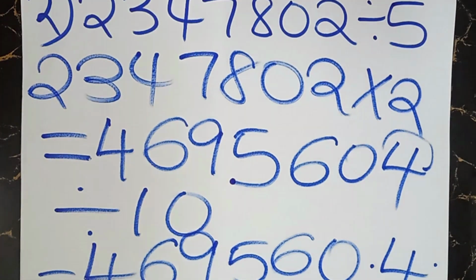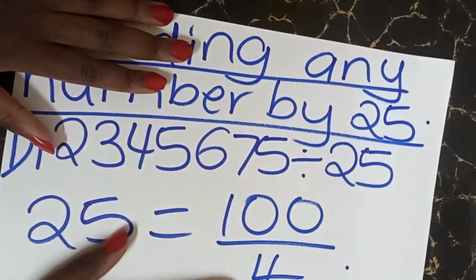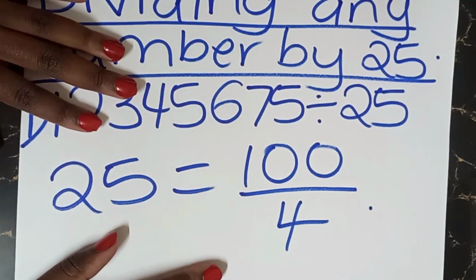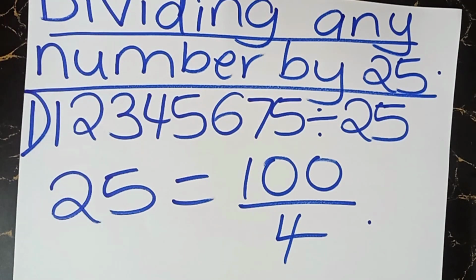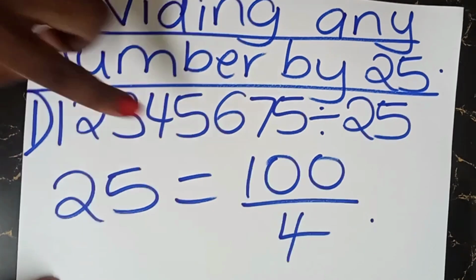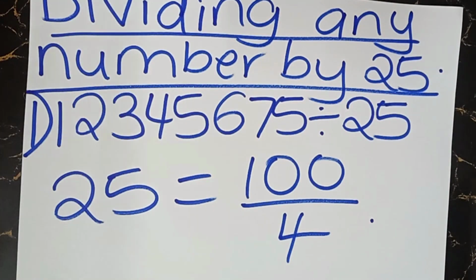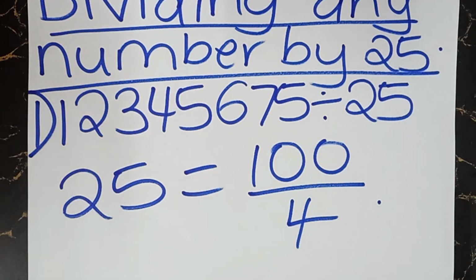So let's now learn how to divide any number by 25. And we said 25 can be written as 100 divided by 4, okay? And here, remember, we are doing the exact opposite of what we did for multiplication. So we'll multiply the number that we've been given by 4 and then divide it by 100, okay? So let's look at an example. This is the first question that I want us to go through today.